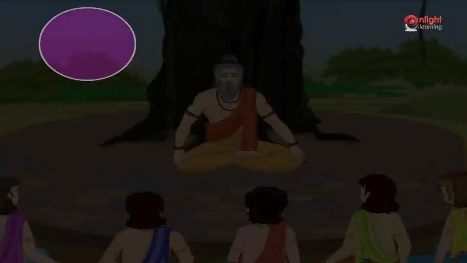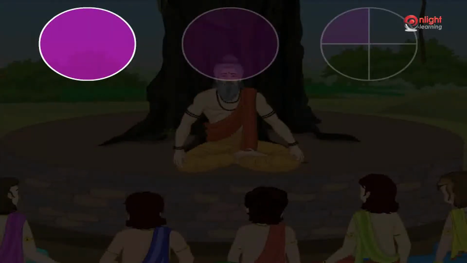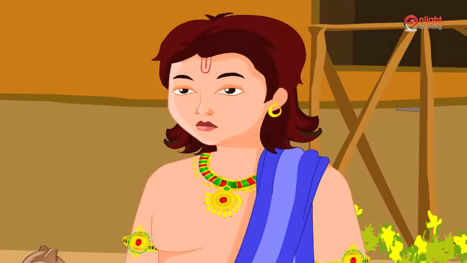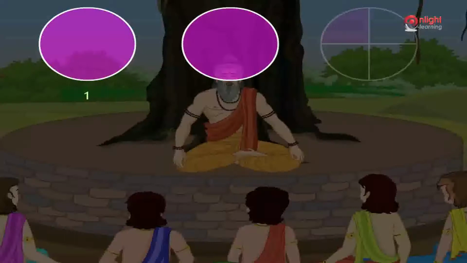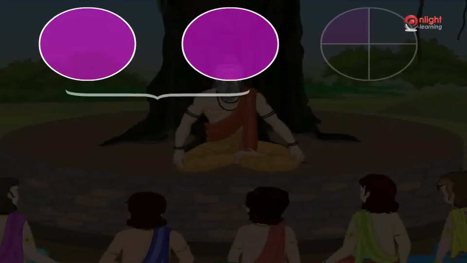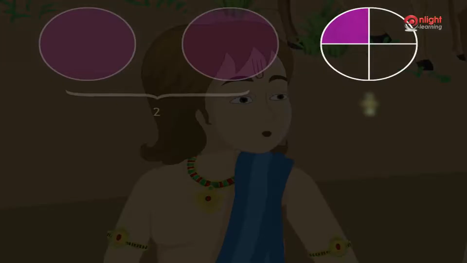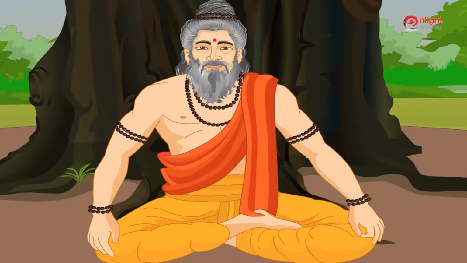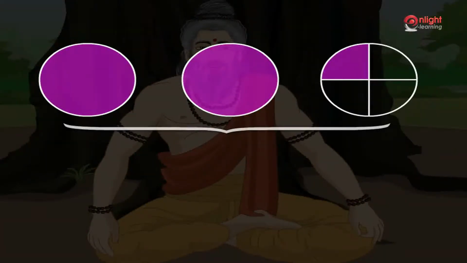Consider the given three figures. Find the shaded fractional part in the first figure. The whole part is shaded, so it is 1. Consider the two whole figures. The shaded part is 2. Look at this figure. What is the fraction of the shaded part? It is 1 by 4. Good. Now consider the two whole parts and 1 by 4 part. All these together we can write as 2 1 by 4.